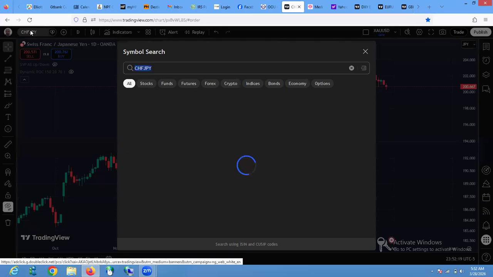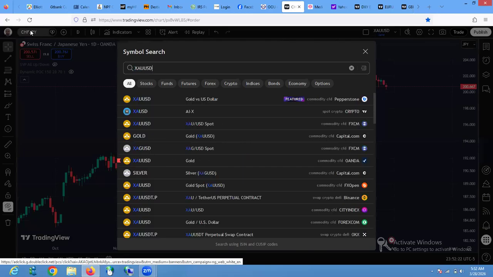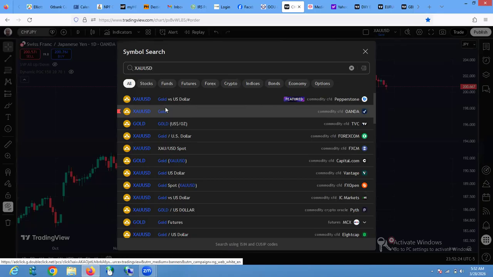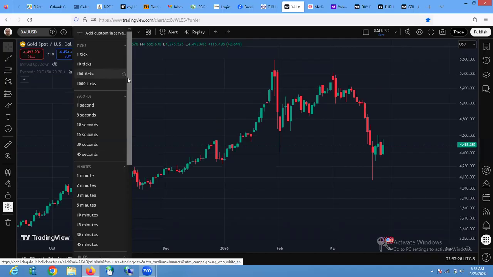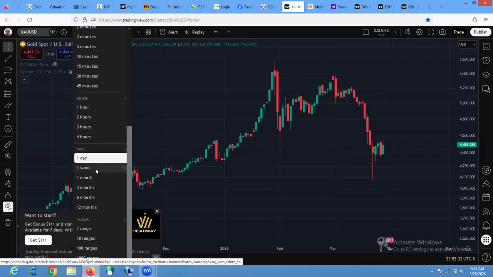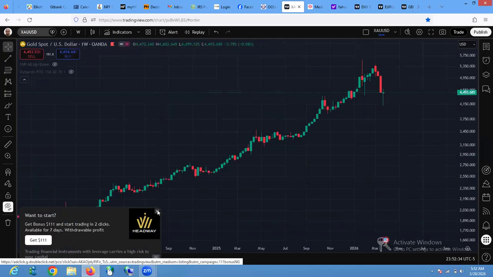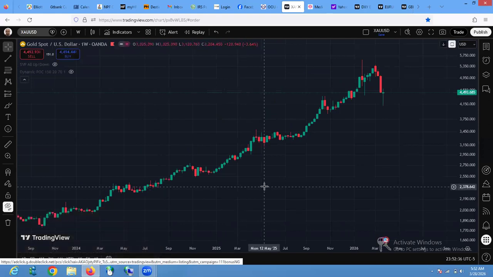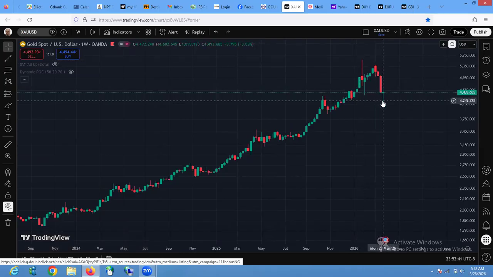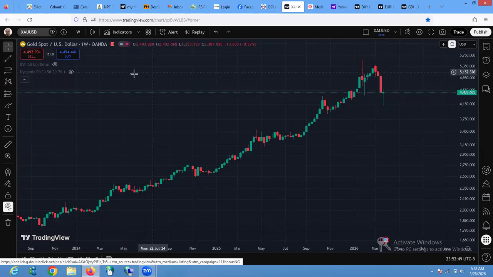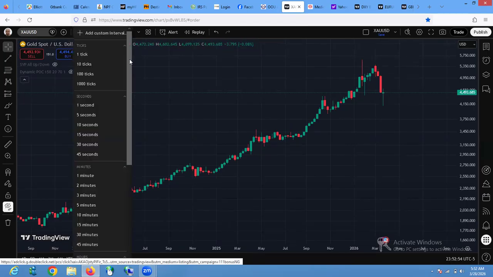Then the last one is gold. What is happening with gold? Let me switch to the weekly time frame first. On the weekly time frame on gold, what do I see here? Of course, we see an ABC pattern. So within this C wave, we need to count 5 daily wave patterns.